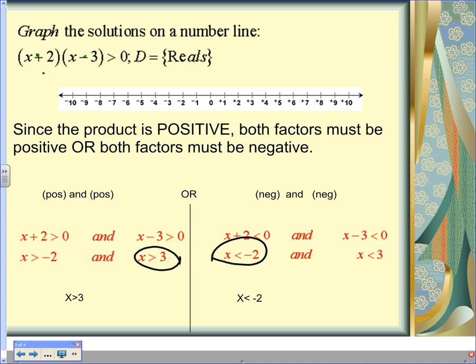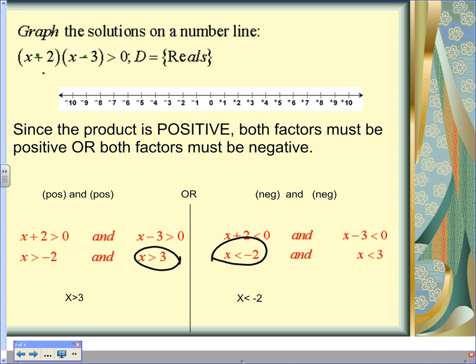You can't plug in negative 2. It has to be less than negative 2. You can only plug in numbers that are less than negative 2. Is negative 1 less than negative 2? What numbers are less than negative 2? Negative 3. Negative 3 plus 2 is? Negative 3 minus 3? Does that make sense?